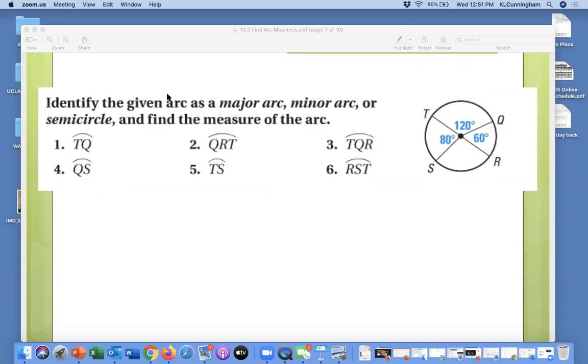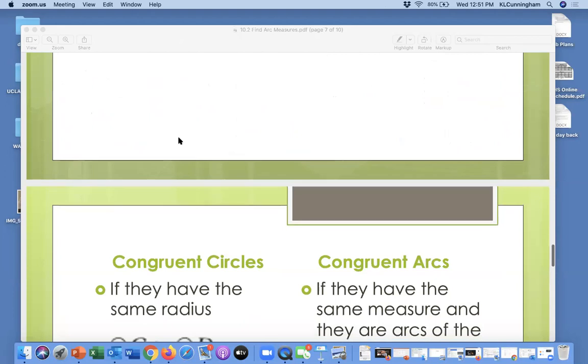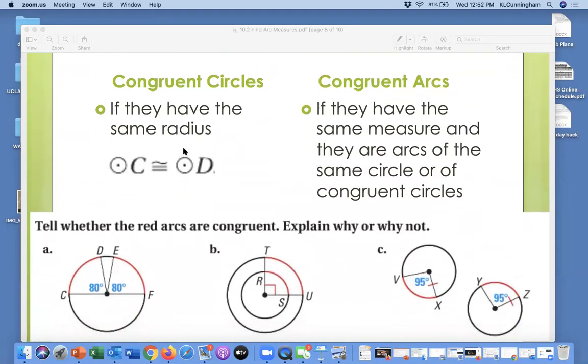Let's keep going. This is a shorter lesson than 10.1. All right, congruent circles. So circles can be congruent if and only if they have the same radius. Okay, and then for congruent arcs, if they have the same measure and they are arcs of the same circle or congruent circles. So in other words, that's a mouthful sentence. To be congruent arcs, they have to satisfy 2 things. They have to be from congruent circles or the same circle, because the same circle is congruent to itself, and have to have the same exact measurement.